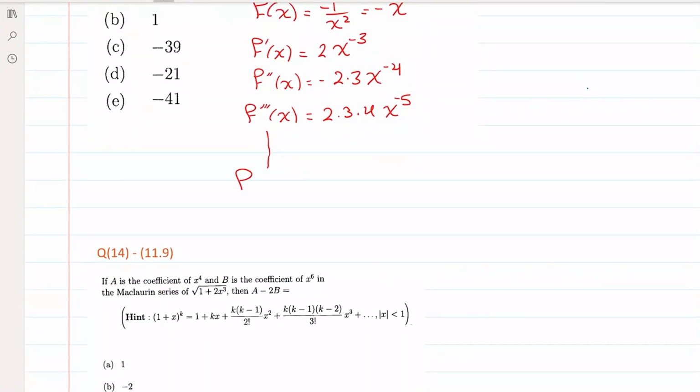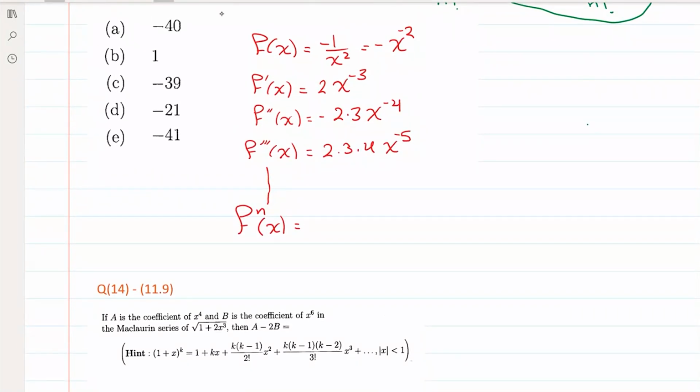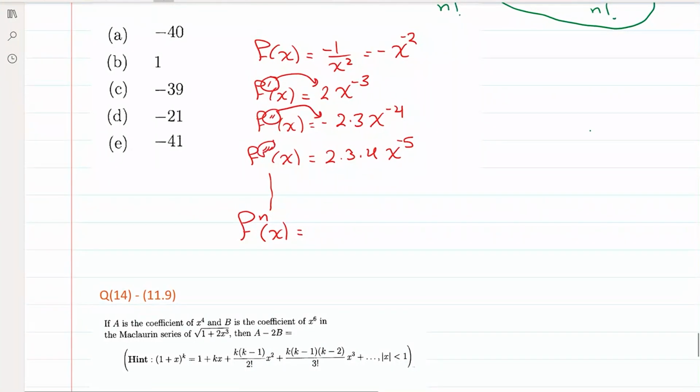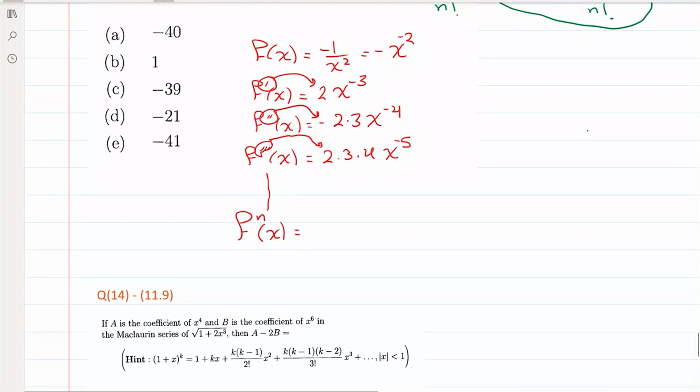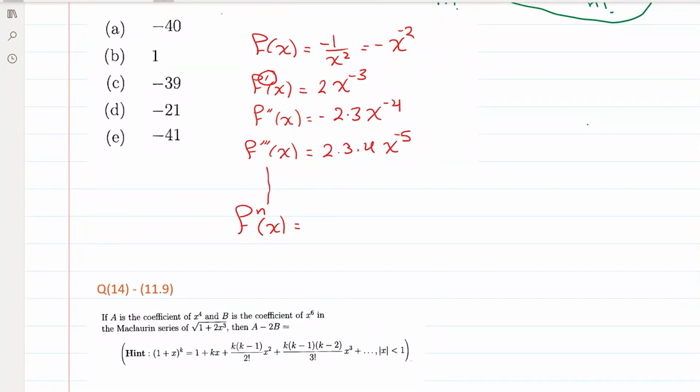Can you give me a general formula? What is the nth derivative? You can see from here: if it is the first derivative, it will be 2; second derivative, 3 factorial; third derivative, 4 factorial, and so on. So I will figure out the rule to be n plus 1 factorial, with (-1)^n. If it's 1, it's positive; 2, negative. So n plus 1.